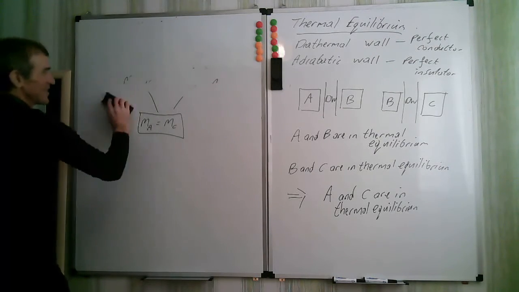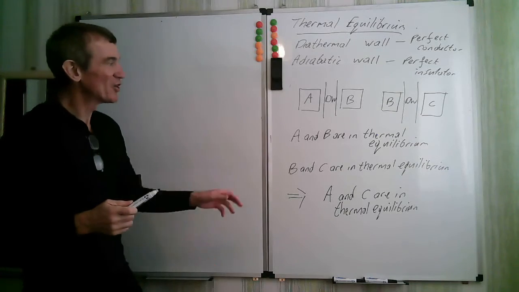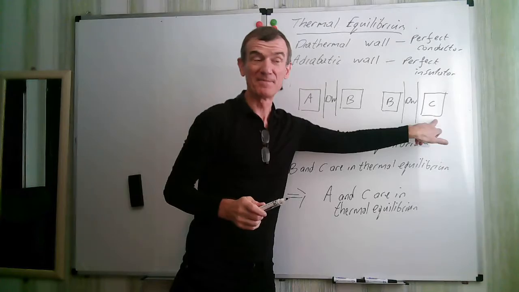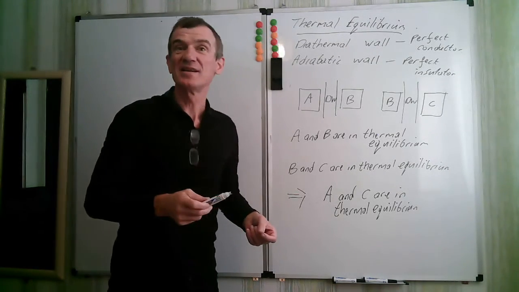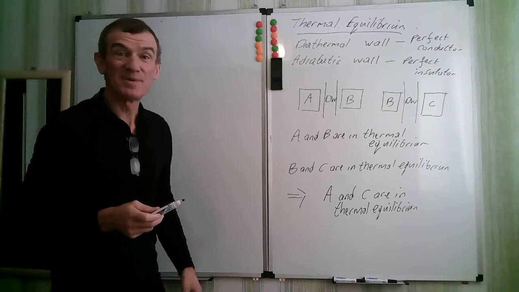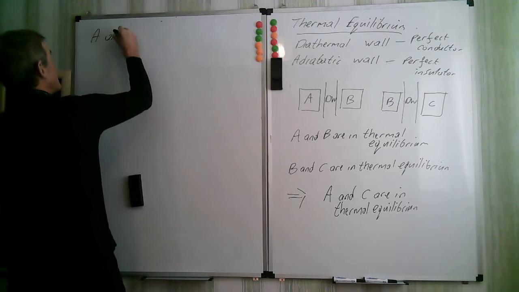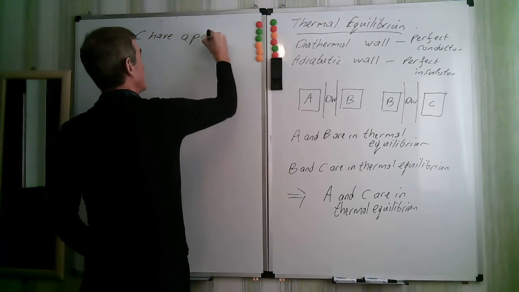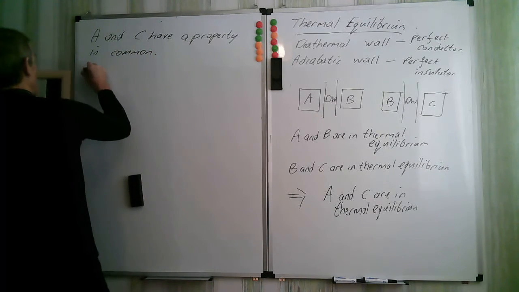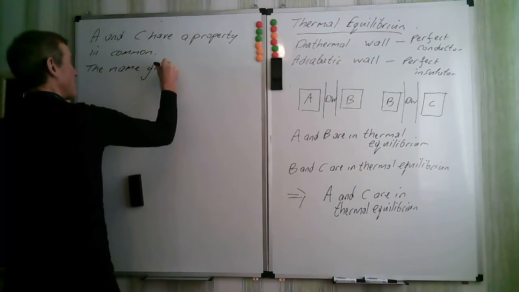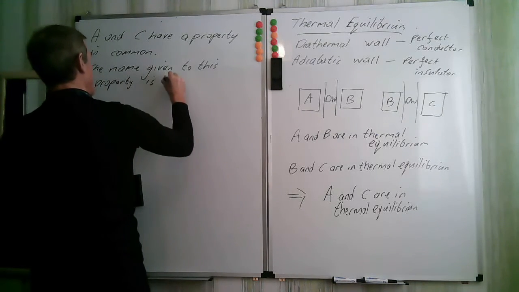Well, it's saying a little bit more than that, I think. You can probably guess from this mechanical example, which I've just rubbed off. It's basically saying that there must be something in common. A and C must have something in common with one another. It has a property which is common to it, and we give the property a name and define it to be temperature. So A and C have a property in common. The name given to this property is temperature.